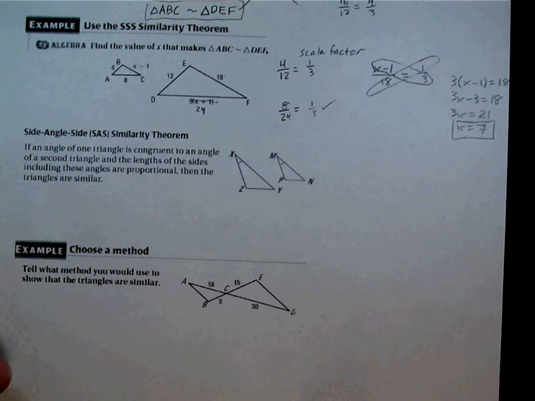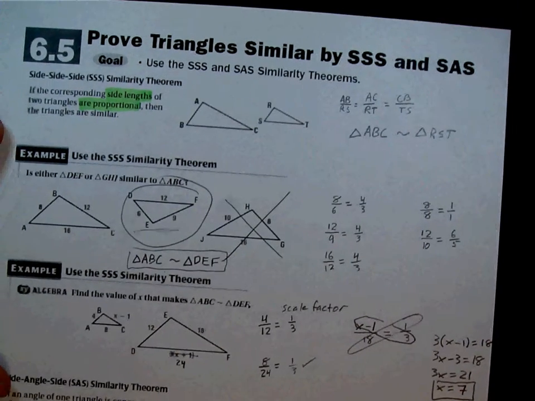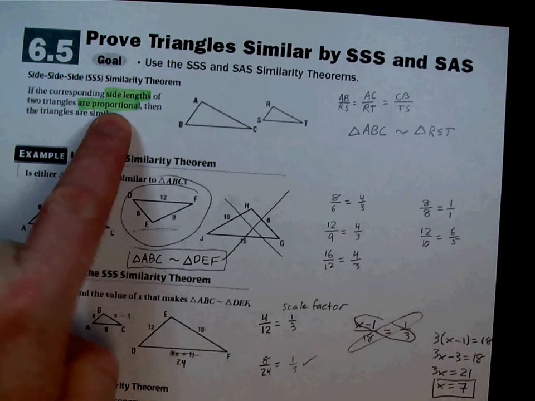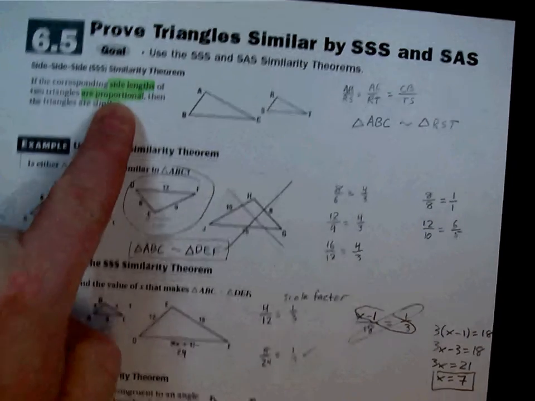Okay, so there's side, side, side. Next, we have side, angle, side. And here the order matters. It's helpful, hopefully, that we did side, angle, side in last chapter with congruence. So you already know that the order is important. The difference between last chapter's side, side, side and this chapter's side, side, side was that before it was congruent. This time it was proportional. Last chapter the sides had to be the same. This time they just have to be proportional.